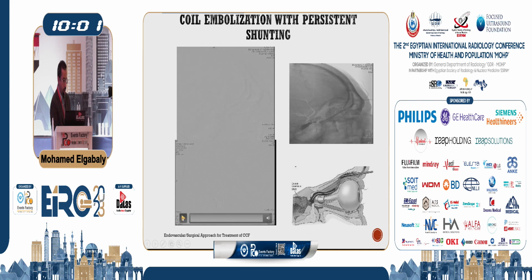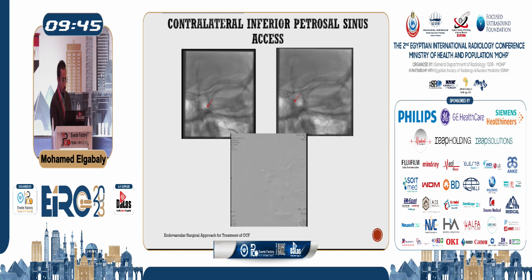We did the angiogram, and there was still persistent shunting. So now we lost the ophthalmic vein access. We don't have a petrosal access. We tried the facial vein, and that didn't work. So as a kind of a desperate attempt, we went to try to access from the contralateral side.